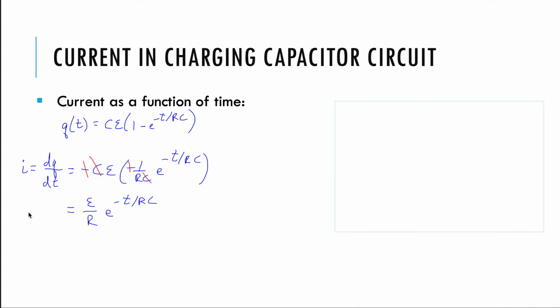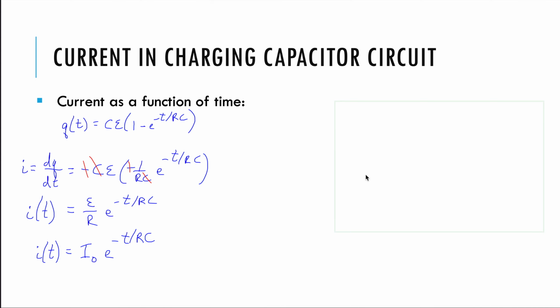This is the current as a function of time. Once again, we can make a substitution for this if we remember that E over R is the maximum current in the circuit. Remember from a few slides ago that was the maximum current when we only had the resistance of the resistor inhibiting the flow of charges. So there we have it, our expression for the current as a function of time.